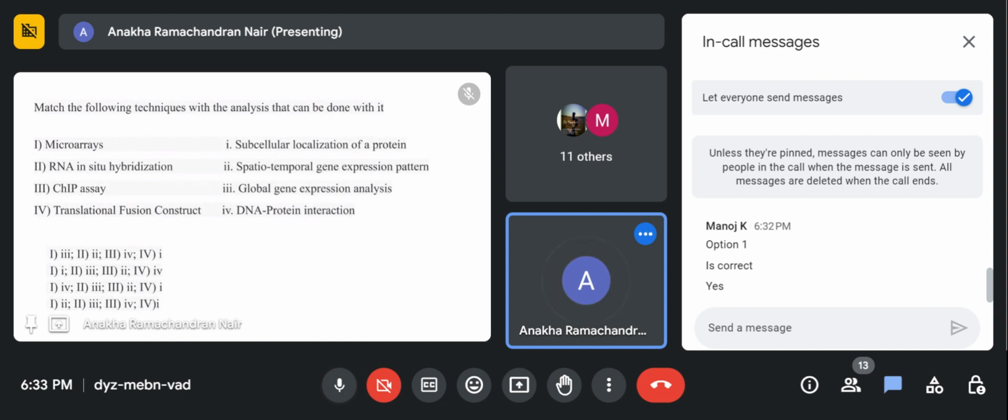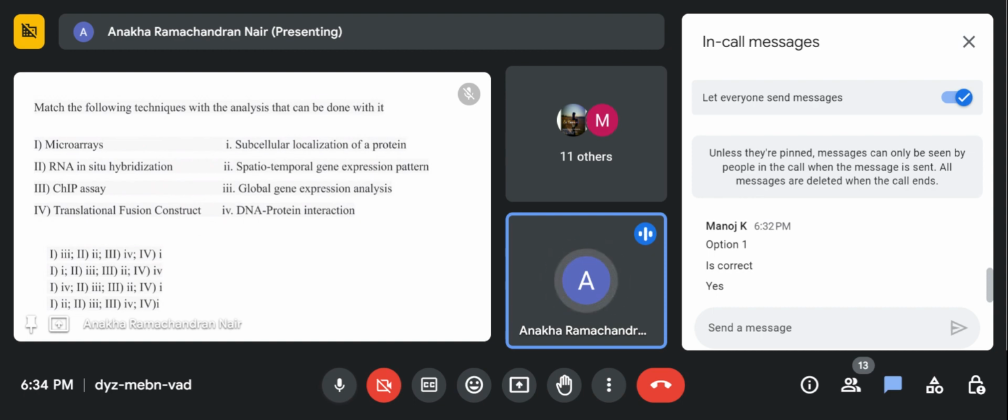All right. So option 1 is in fact correct. Option 1 states that microarrays are used for global gene expression analysis, RNA in situ hybridization for spatiotemporal gene expression pattern, option 3, that is ChIP assay, for DNA protein interaction, and option 4, translational fusion construct, for subcellular localization of a protein. Okay, so let's see how that is by going over what each of these techniques is.